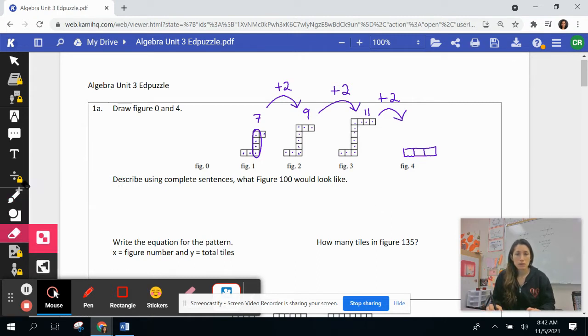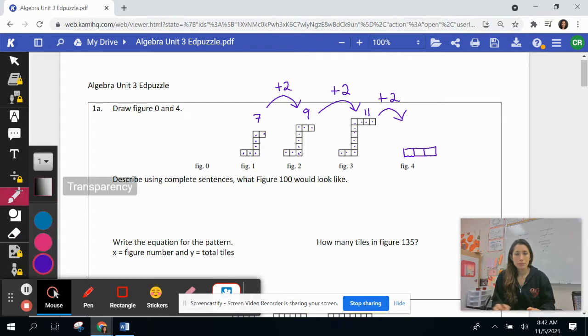Let me delete that. Okay, so let's see how many of these we have. 1, 2, 3, 4, 5, 6. We've got here 1, 2, 3, 4, 5, 6. So we need one more. We'll add one more tile. So now we have 7 in that figure.